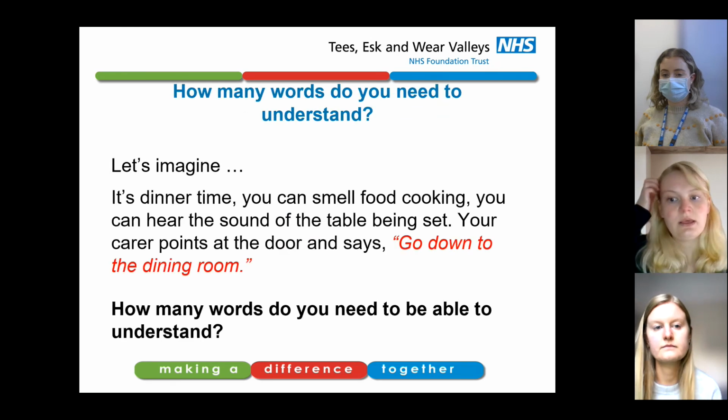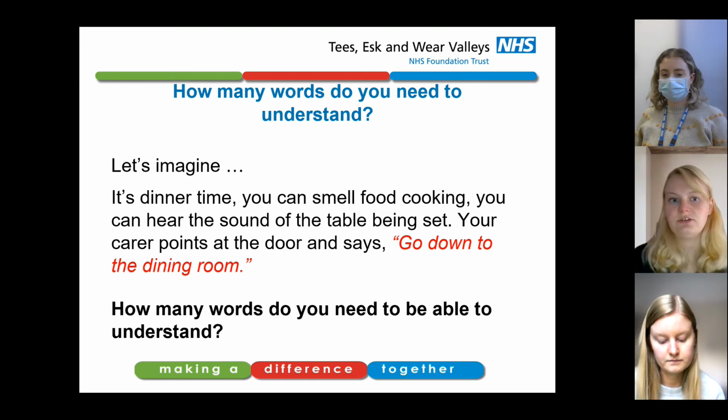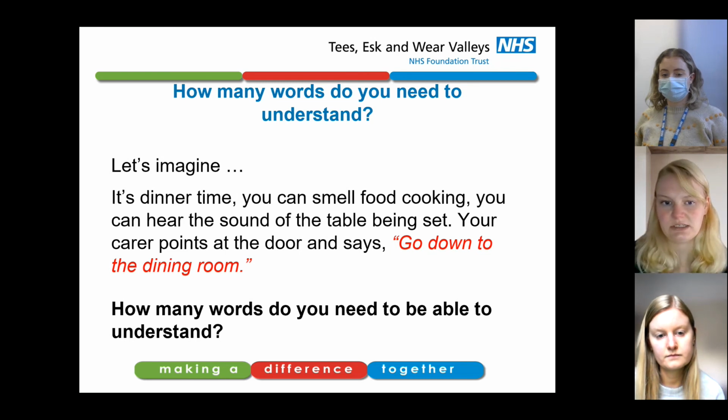Okay, so just a bit of an example. Let's imagine it's dinner time. You can smell the food cooking. You can hear the sound of the table being set. Then your carer comes in, points to the door and says, go downstairs to the dining room. How many words in that sentence do you think that the person needs to understand in order to follow that instruction? So just have a think about that for a second.